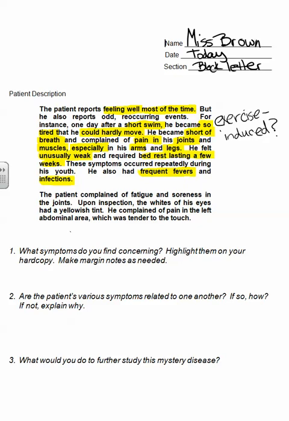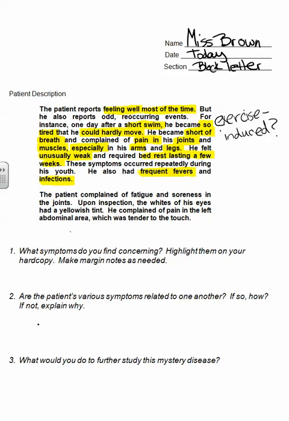When we get down to the questions, it says, what symptoms do you find concerning? Highlight them on your hard copy, make margin notes as needed. That's what I just did for paragraph 1. You need to do the same thing for paragraph 2 in order to complete that part. After that, you're going to answer question number 2, are the patient's various symptoms related to one another? If so, how? And if not, explain why.